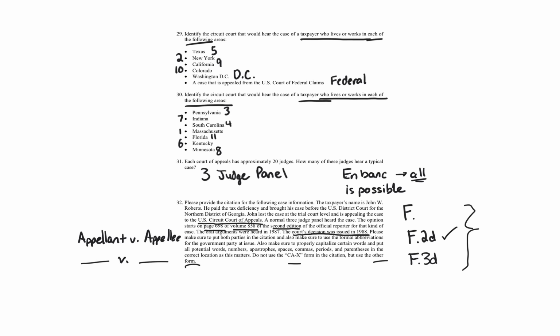If you do them out of order, you will get the citation wrong, because the way that you write the citation tells who is appealing what, who lost the case below. That's the idea. So let's see if we're told who lost. We're told that John lost the case at the trial court level and is appealing. So John is going to be the first party. So it's going to be the last name of the taxpayer first. So the appellant here is John Roberts. So that's going to be Roberts.